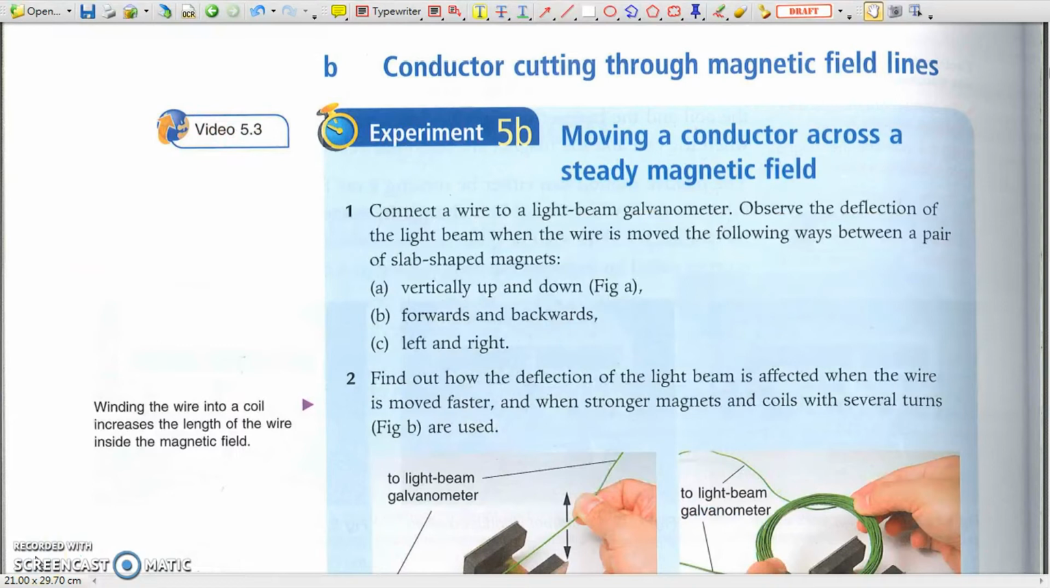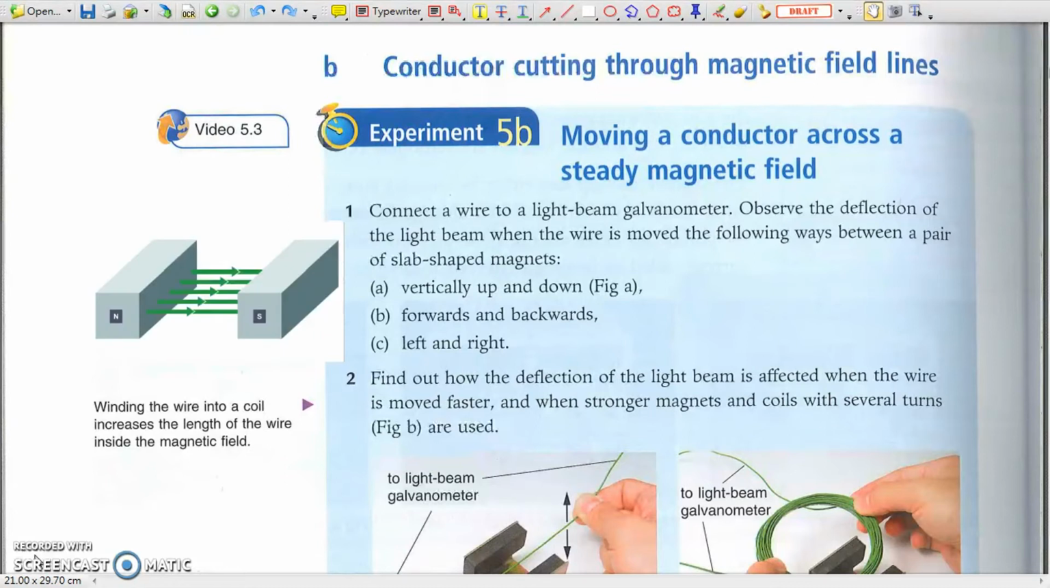B. Conductor cutting through magnetic field lines. Other than relative motion between a conductor and a magnet, induced EMF is also produced when a conductor moves across a magnetic field. Experiment 5B. Moving a conductor across a steady magnetic field. In this experiment, we are going to move the wire in different directions, such as vertically up and down, forwards and backwards, left and right, and let's find out in which cases there may be induced EMF.